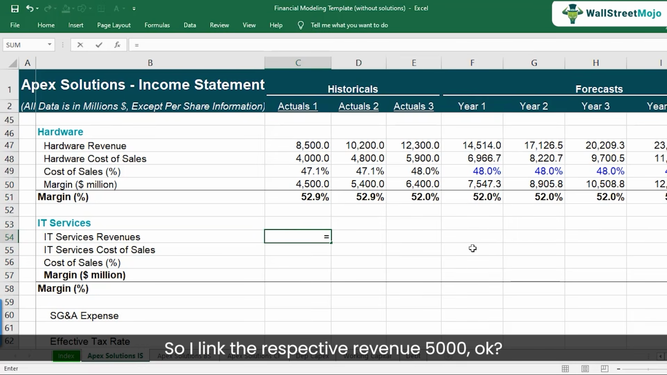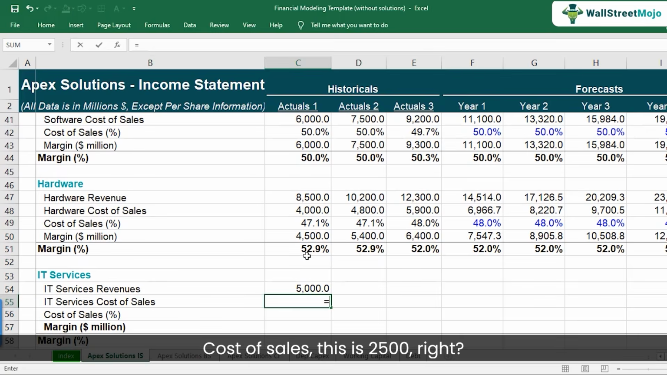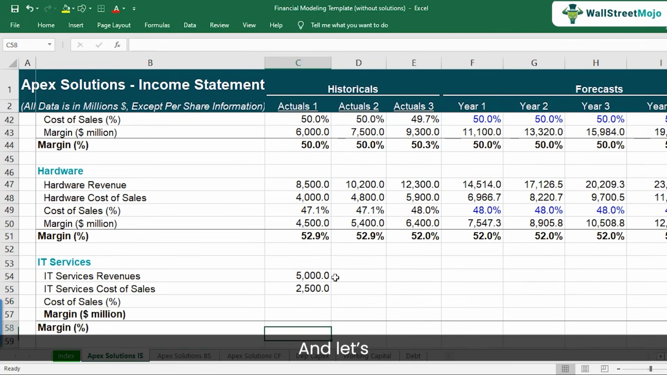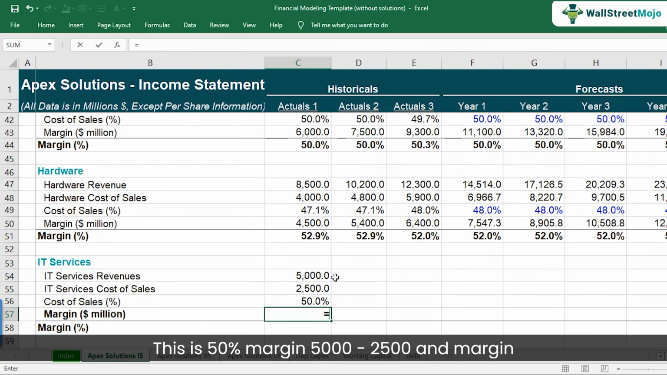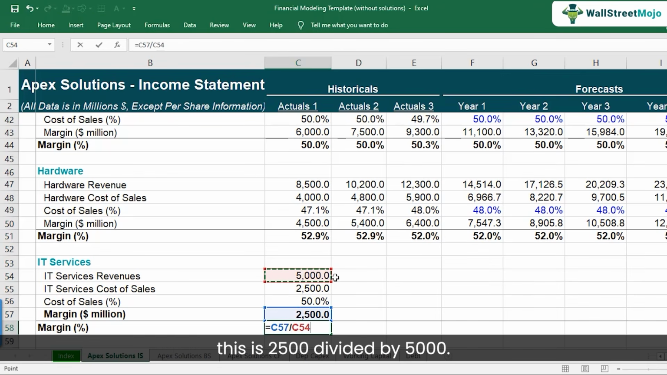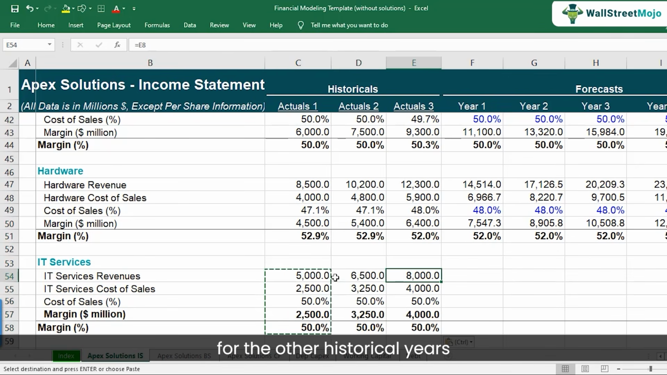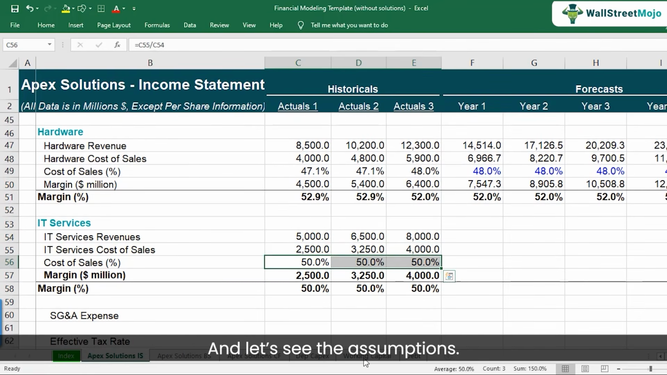Okay, so I'll link the respective revenue, 5,000. Cost of sales, this is 2500, right? And let's find out the cost of sales in percentage terms. This is 50%. Margin is 5,000 minus 2500, and margin at the segment level is 2500 divided by 5,000. It comes out to be 50%. I'll copy and paste this for the other historical years, and we see that it's kind of stable at 50%, right? And let's see the assumptions.